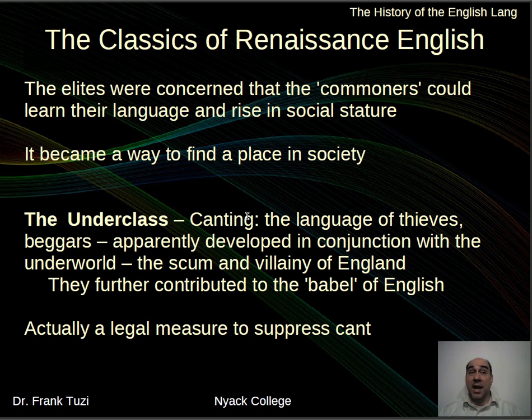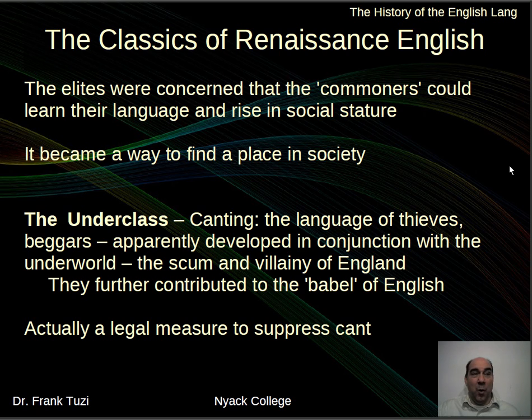And they start creating their own language. Okay, and they basically start creating their own pronunciation and their own vocabulary. And it exists today. Canting is the language of thieves and beggars, apparently developed in conjunction with the underworld. They were the scum and villainy of England. And so they created their own language. And again, it was not well understood and well known by people of the other groups, of the other classes. And it becomes a complete language.